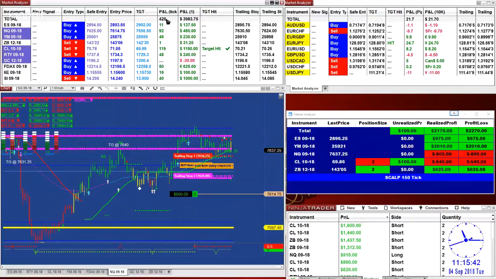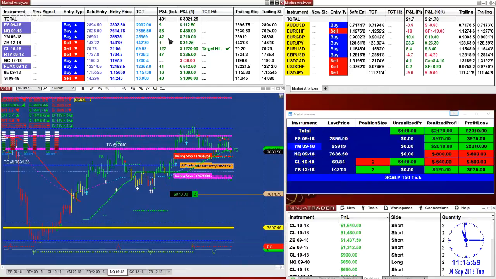Right now, based on the last signal, we have 419 ticks based on 1 minute and from the entry: 9 ticks on the ES, 84 ticks on the Nasdaq, 42 ticks on the YM. How easier? Oh, guys, look at this.